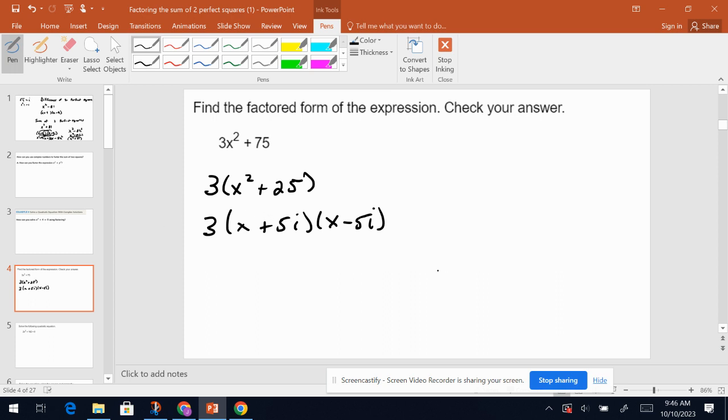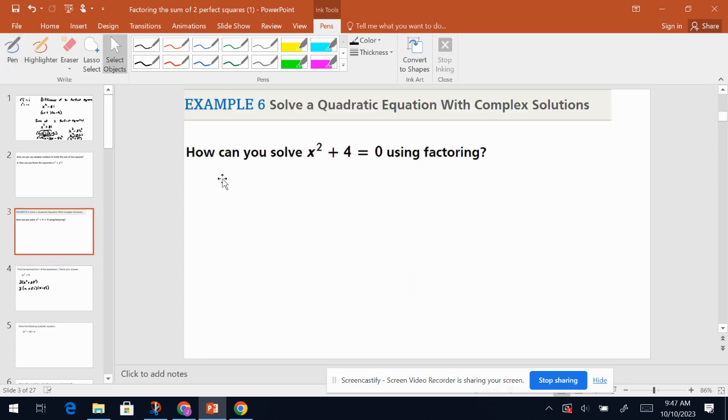So you're going to have like 4 or 5 problems like this where you have to take a GCF out first, and then when you take the GCF out, it will be the sum of two perfect squares. Again, where did I get the x from? Took the square root of x squared. Where did I get the 5 from? Took the square root of 25, and then I put an i afterwards because it's the sum of two perfect squares. Now, if it's asking you to solve by using factoring, okay, I have the same exact type of problem. I've got x squared plus 4 is equal to 0.